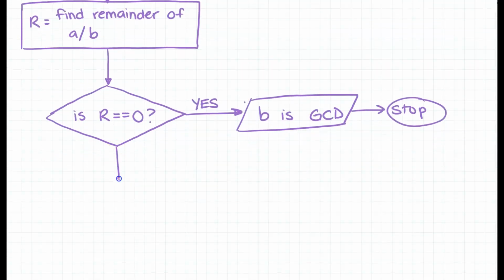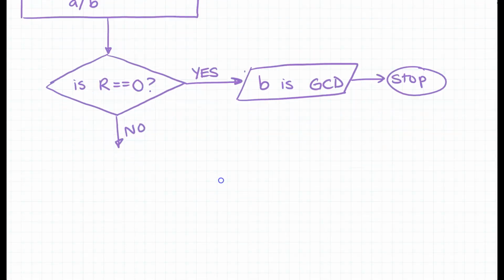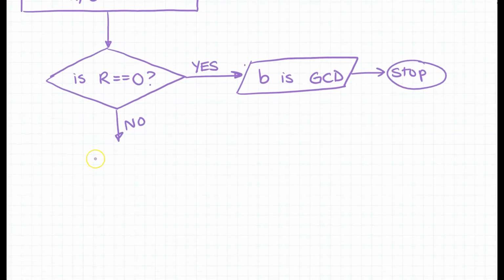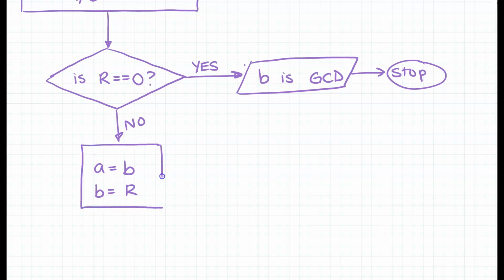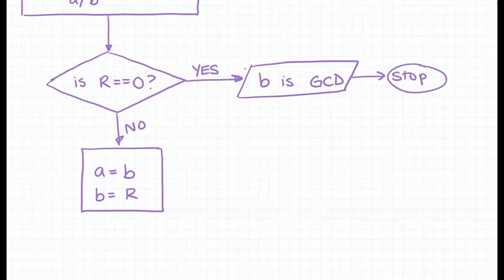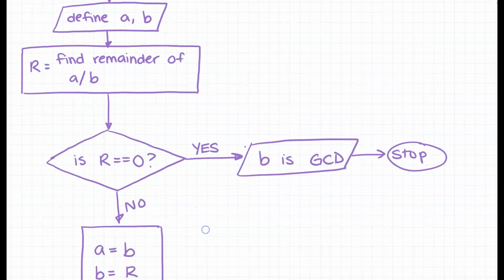If it's not true, so if the remainder is not equal to 0, then we have A and B. So we can say A is equal to B, and then B is equal to R. So we replace the values of A and B, and then we're going to repeat the step.